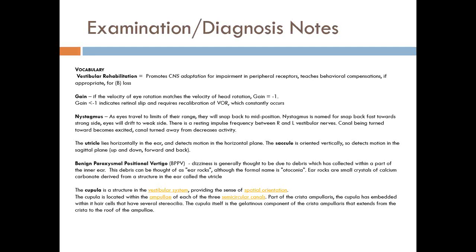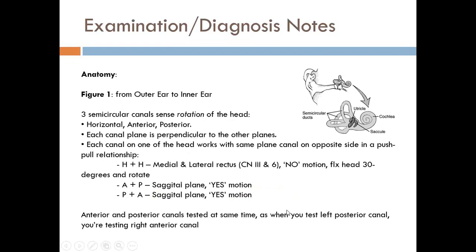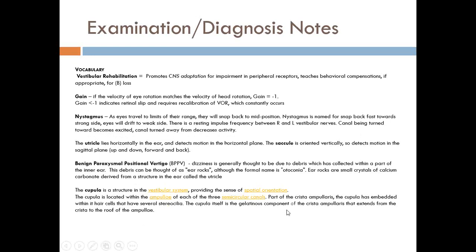So if we're looking, for example, at the PowerPoint slides, a great picture would be on page 13 out of 159. In addition, we'll look at a nice anatomical image, I believe, on the next slide. So the cupula, before we go on to the next slide, sorry. The cupula is a structure in the vestibular system providing a sense of spatial orientation. The cupula is located within the ampullae of each of the three semicircular canals. So the ampullae are the broad sections towards the base of each semicircular canal. And again, we'll be able to look at that in the next slide or on page 13 of 159 on the PowerPoint presentation from MedBridge.